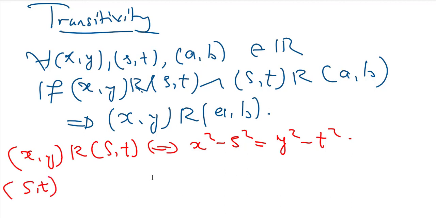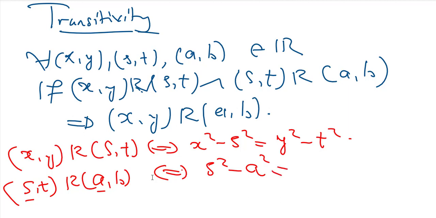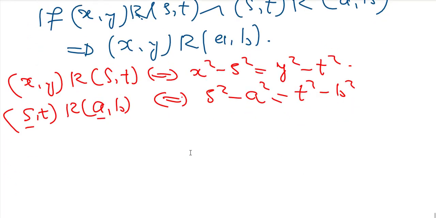Now we take the next assumption, they said and. So (s, t) is in relation with (a, b) is true if and only if we have s squared minus a squared equal to t squared minus b squared. I hope it's clear. Now what are we showing? We want to show that (x, y) is in relation with (a, b). So what do we need? We need something like x squared minus a squared equal to y squared minus b squared. If I call this equation 1 and this equation 2, now let's do some maths.